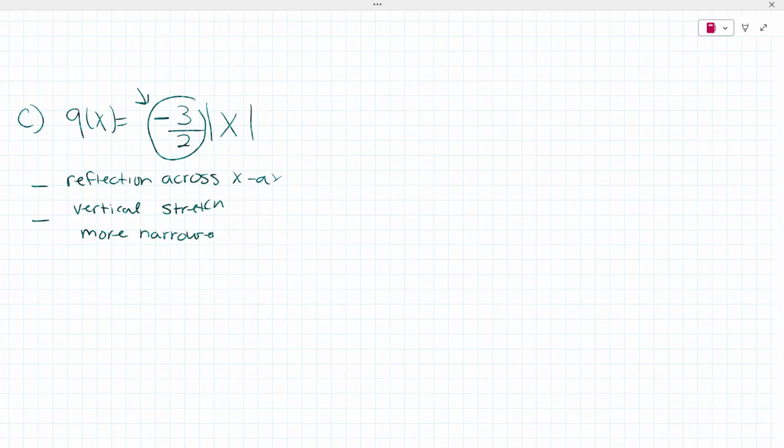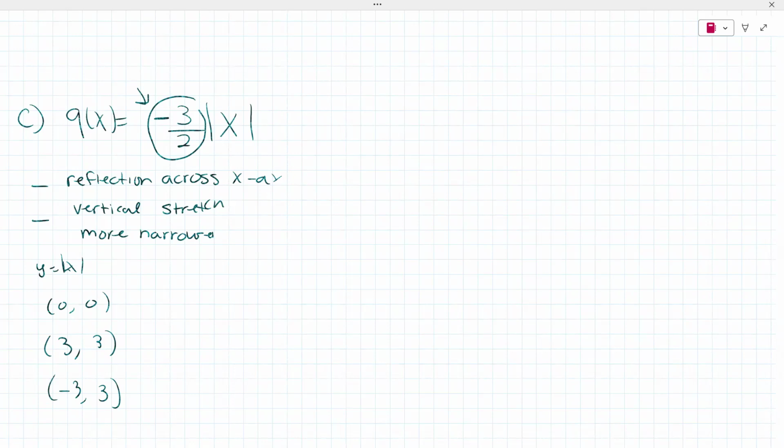Okay, so what you could do is start with the parent function, y equals absolute value of x. So pick 3 points from this graph. You can use any x values you like. So you can use 0, 0. I could do 3, and then absolute value of 3 is positive 3. And then I can also use -3, and then absolute value of -3 is positive 3, right?